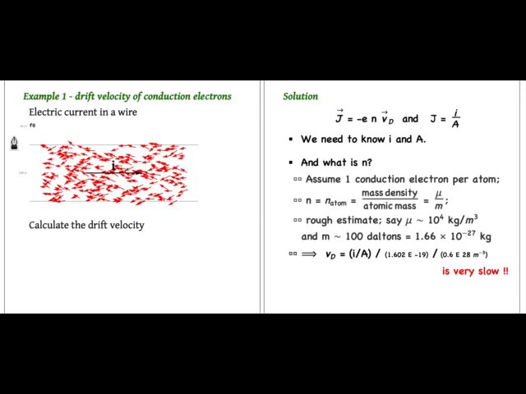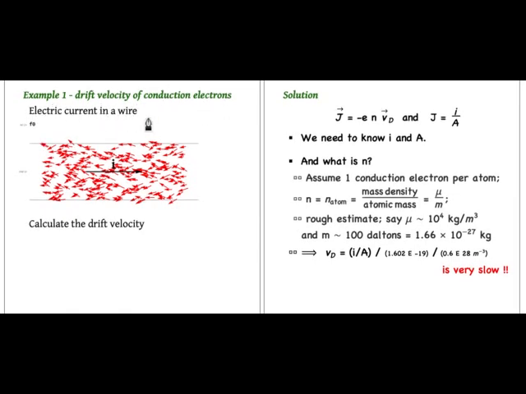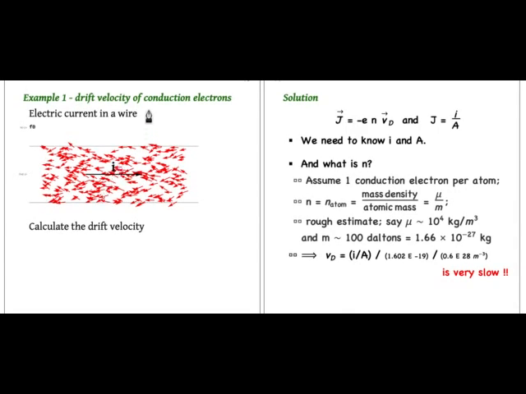Here's an example calculation. Calculate the drift velocity of the conduction electrons in a wire. So we have electric current in a wire. Let's call that I. So the electric current is I. And we have the conduction electrons are responsible for that current.